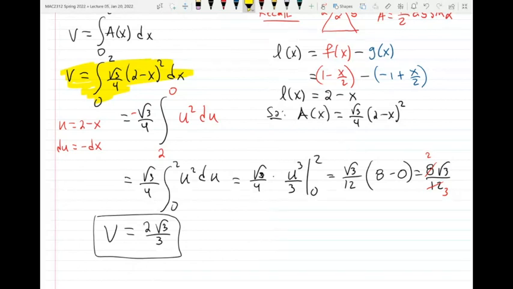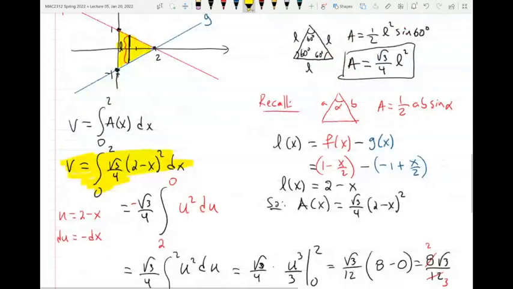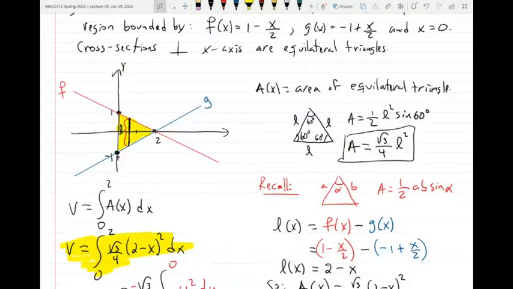Okay, questions? Did you understand this? So the whole point is in understanding the cross-section. For example, if I had told you that instead of equilateral triangles, the cross-sections are semicircles. How would the problem change? You would find half of the area of a circle, right? Okay, but so what would be the formula? What formula do we integrate?